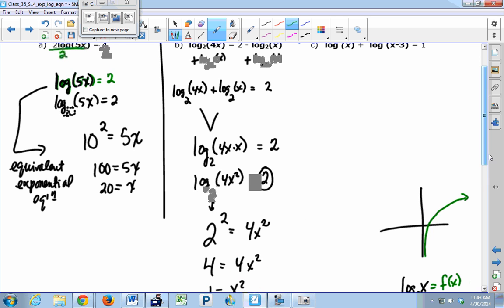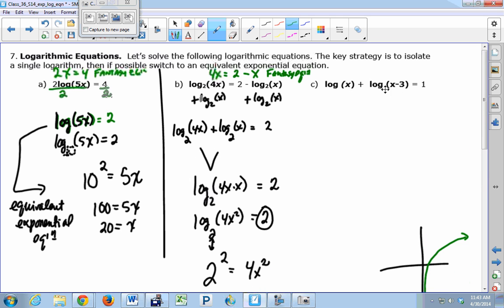All right. So this one, you already have your logs on both sides of your equation. The bases are the same. What's the base here, Ben, on this left side? What's the base, even though you can't see it? 10. So let's put them together through multiplication. So this is log of x times x minus 3 is equal to 1. X times x minus 3 is x squared minus 3x equals 1.